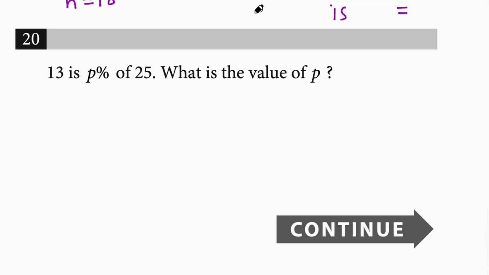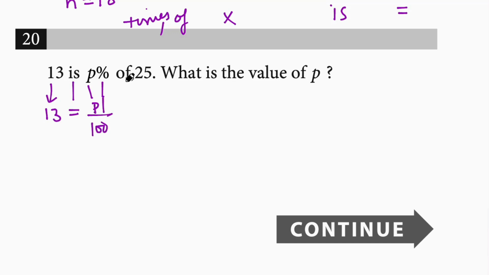"Is" usually refers to the equal to sign, and "of" is multiplication, right? Times or of, mostly both of them represent multiplication. So let's apply it here. 13 is p% of 25, right? So learning this vocabulary is really very useful. Let's write it here. 13 is p% of 25. So 25 by 100.